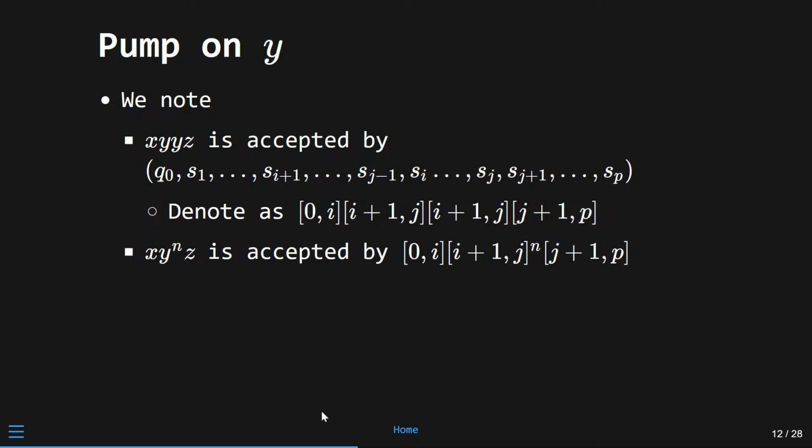In general, x y to the n z is accepted by 0 to i, i plus 1 to j to the n, j plus 1 to p. I just take a sequence of states and I repeat it the same way I take a sequence of letters and repeat it.